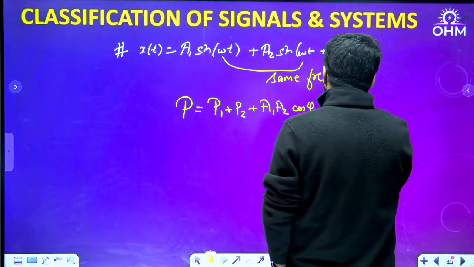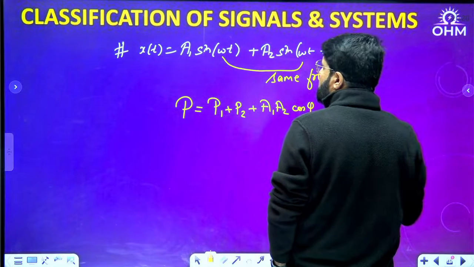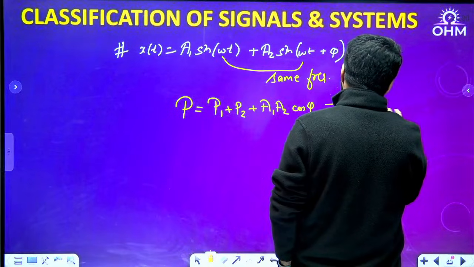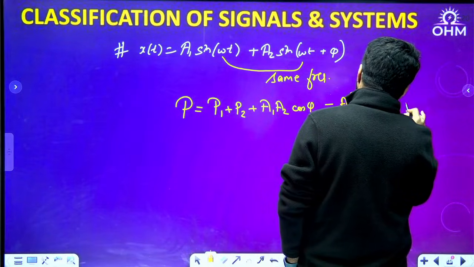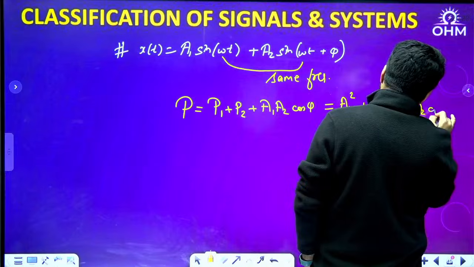P1, P2 is the same, amplitude square by 2 for a sinusoid. A1 square by 2 plus A2 square by 2 plus A1 A2 cos phi.